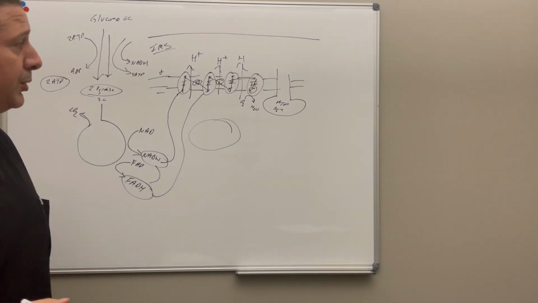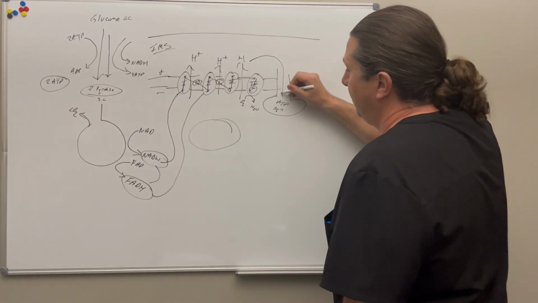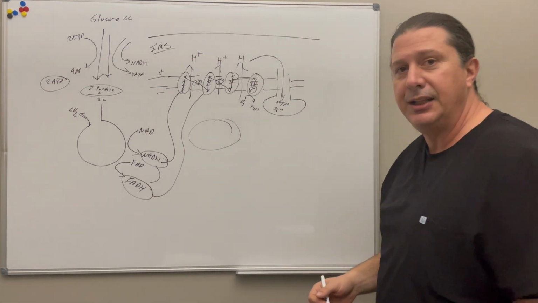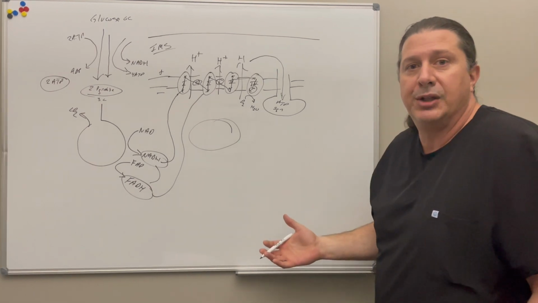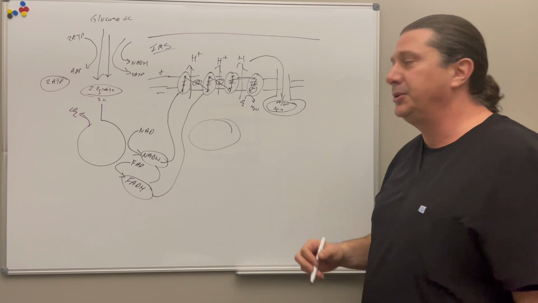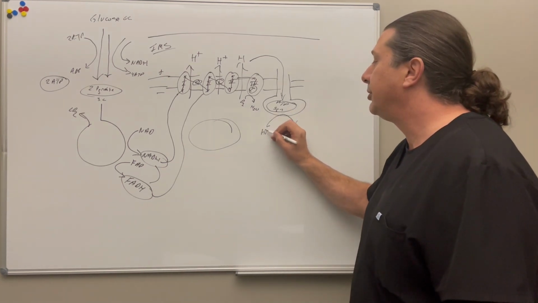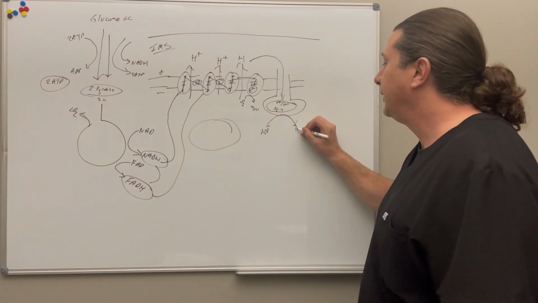At the very end, when that gradient has been produced enough, these protons are going to tunnel through ATP synthase. ATP synthase is actually a wheel. They say that tunneling of those protons through there spins the wheel. That spinning of the wheel is responsible for the conversion of ADP into ATP.